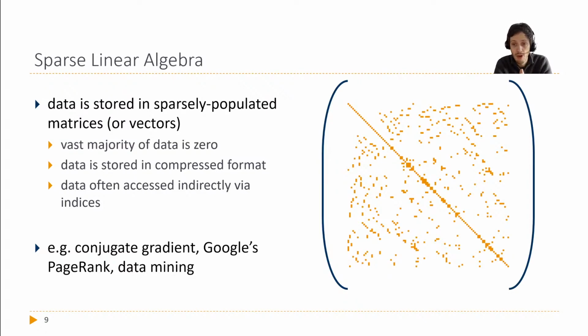Usually people rather try to find a different addressing scheme that actually identifies all the points that are not 0, and the rest of the points you simply ignore. Examples for these kinds of problems are conjugate gradient, as I mentioned before, or Google's PageRank algorithm, where, for example, you try to match which websites are linking to what other websites.